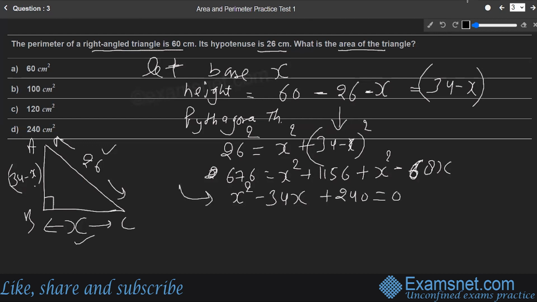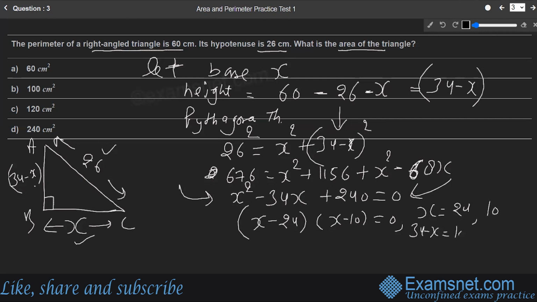If we try to solve this using Sridharacharya or some other factorization methods, clearly this equation can be broken down into factors as x minus 24 and x minus 10 equal to 0, which gives x value as 24 and 10. So two values of x can be taken, either 24 or 10. If x is 24, then the height 34 minus x is 10. If x is 10, the height is 34 minus 10, that is 24. So base and perpendicular can take either of these values, 10 and 24. Let us assume the base is 10 and the height is 24.